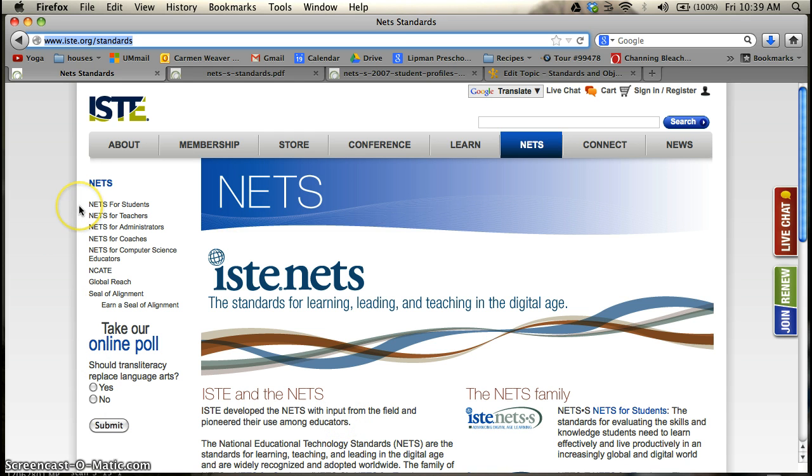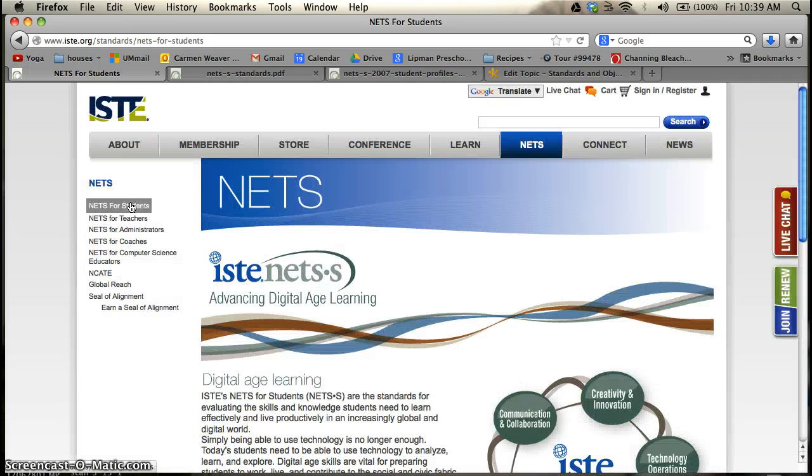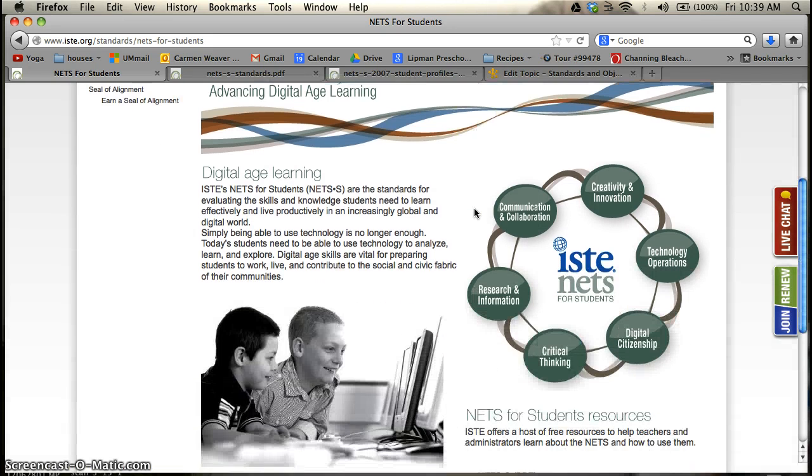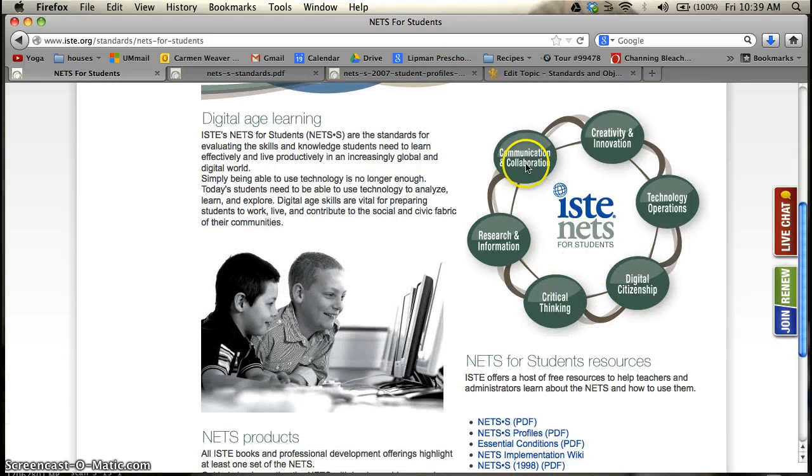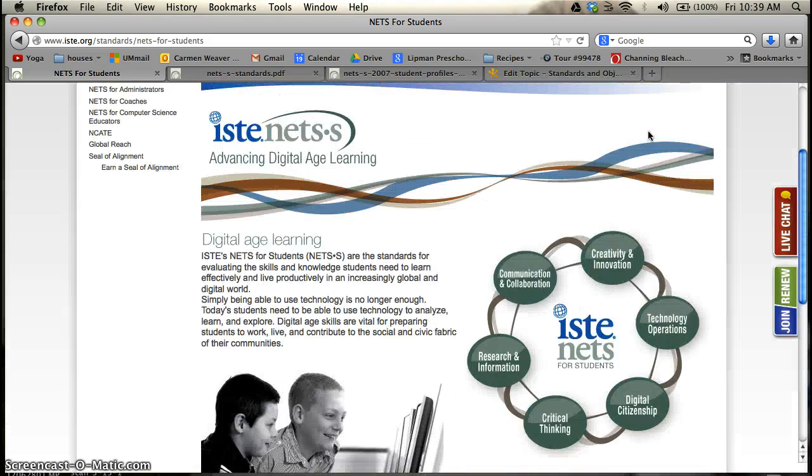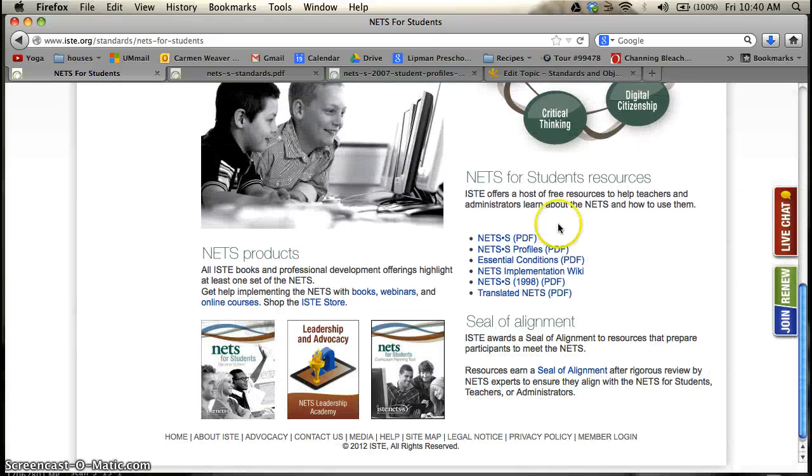You have the National Educational Technology Standards for students, teachers, administrators, coaches, and this is technology coaches, and computer science educators. But we want to focus on the technology standards that students need to be meeting. So you'll click on the NETs for students. And first of all, it gives you a little information about the six technology standards for students, but it gives you a PDF of the six technology standards and their sub-steps, and then the NETs as profiles, and both of these are going to be important.